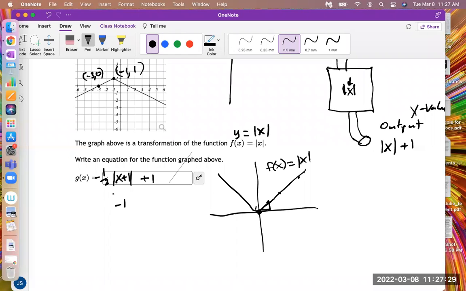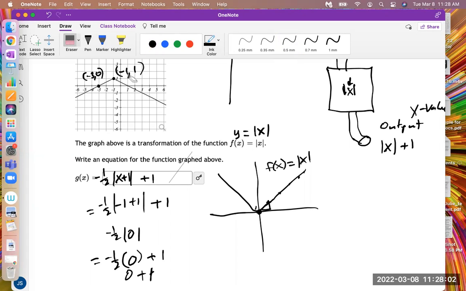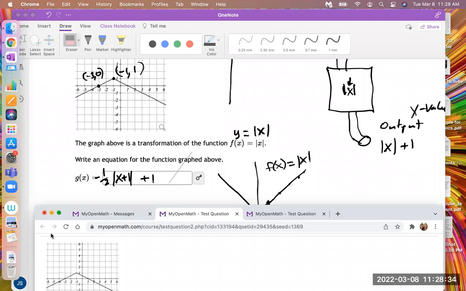So if I plug in -1, I would get the absolute value of 0 times -1/2, but the absolute value of 0 is just 0, and then times -1/2 is just 0, then plus 1, so I would get 1. So when I plug in -1, I do get 1. It does look like these points are on the graph of this equation. Those points that we're showing on our graph would be on that graph as well. So it does look like they're the same graphs. I double check my answer, and yes, that's exactly right. That is the answer we wanted.